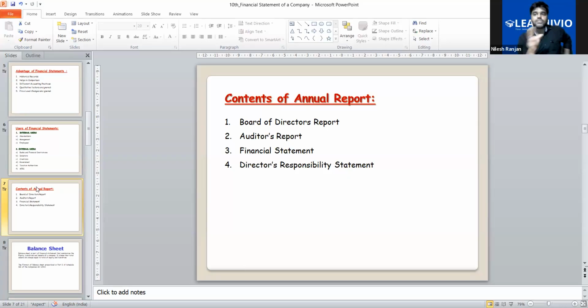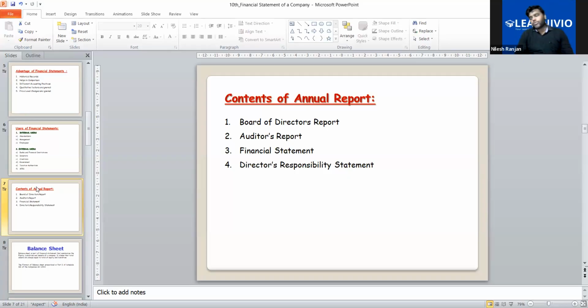So what are the contents of annual report? What are the things that we include in annual report? That is what we have to understand. The first item is board of directors report, auditor's report, financial statement, and director's responsibility statement. There are some other things that we include also, but it is not in your syllabus. Only these four items are given. There are some segment report and tax related items, but we have to study only these four.